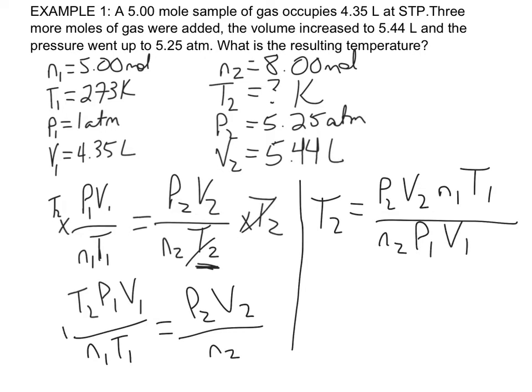So we did some algebra. We multiplied both sides by N1 T1. Whoops, that switched to yellow there for a second. N1 T1, so it canceled out over there and moved over here. And then I divided both sides by P1 V1, so it got rid of it on the left and made it pop up on the right.